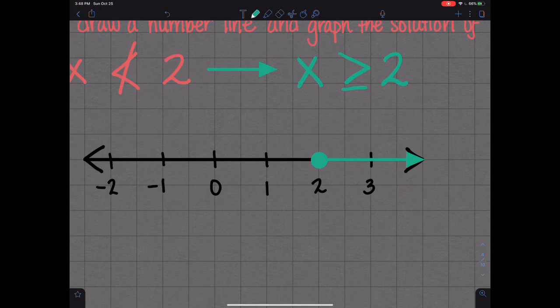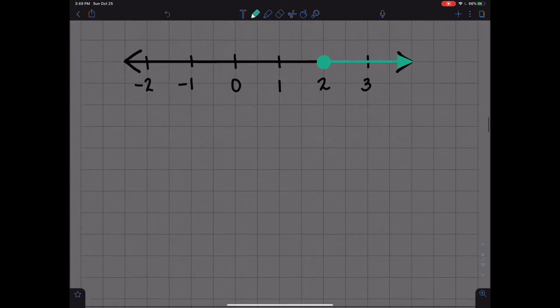So the way that we read that is X is greater than or equal to 2. So the solid circle at the 2 means the number 2 is part of the solution. All right, let's do the next one.